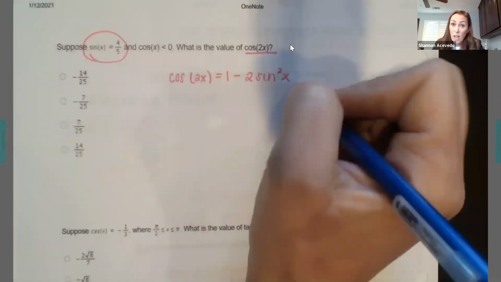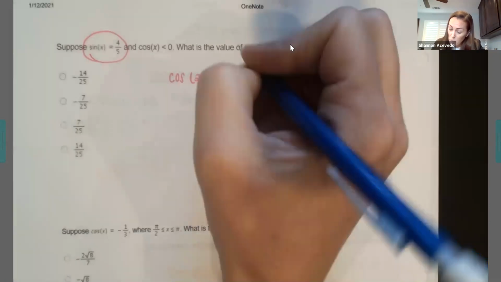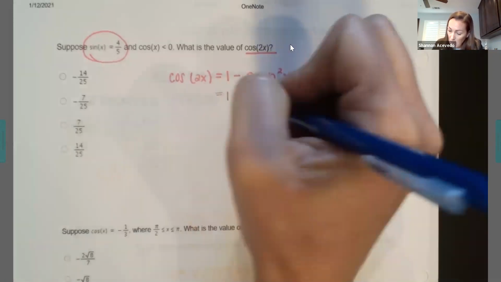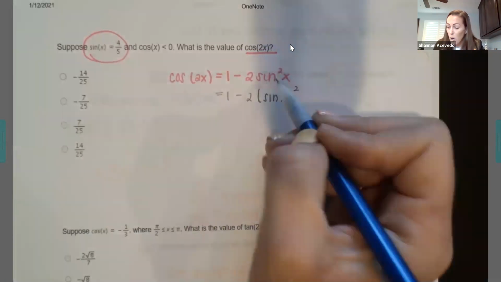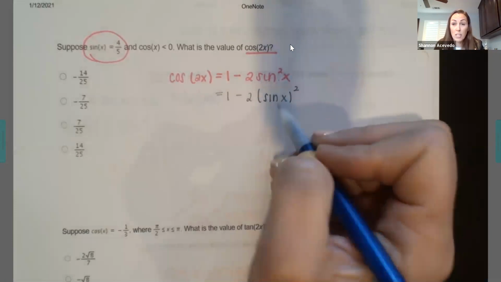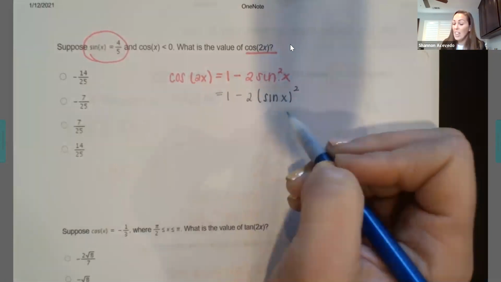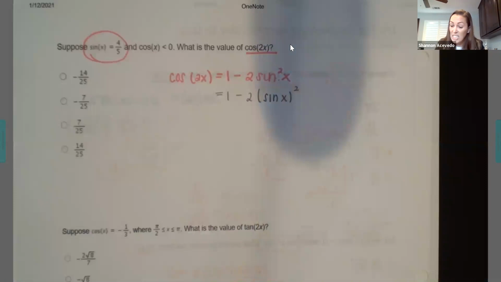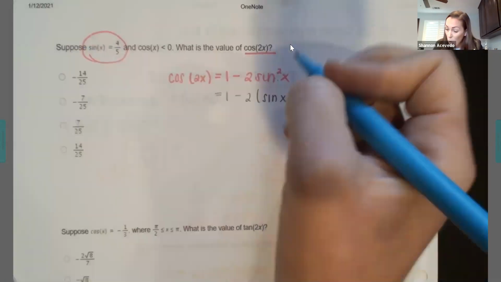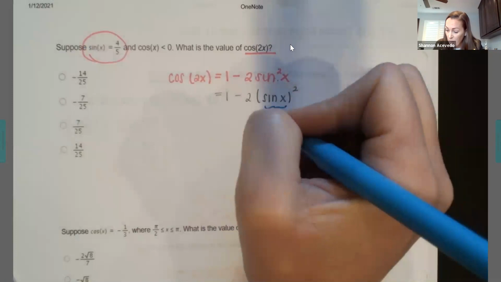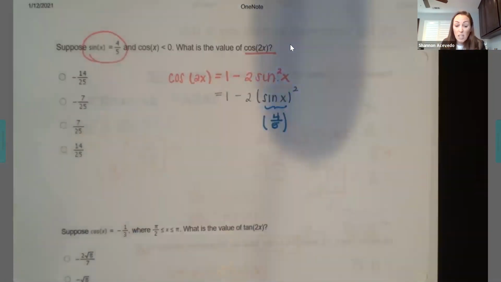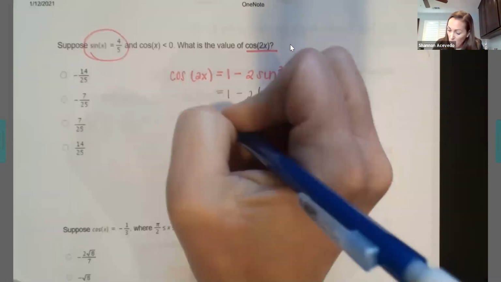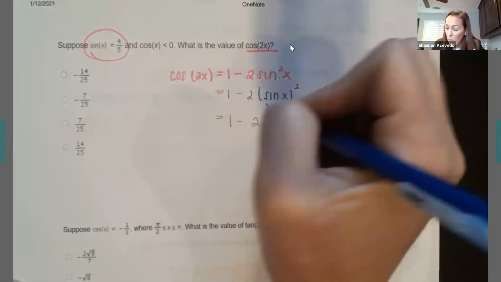Sometimes, again, this throws us off, so I'm going to just rewrite this to just reiterate that this is the same thing as sine of x squared, that these two are equivalent. This is equivalent notation. And they told me that sine of x is 4/5. They told me that this value right here is just 4/5. I didn't even have to do any extra work. I just literally need to plug it into the formula. So it's 1 minus 2, and it's going to be my 4/5 squared.